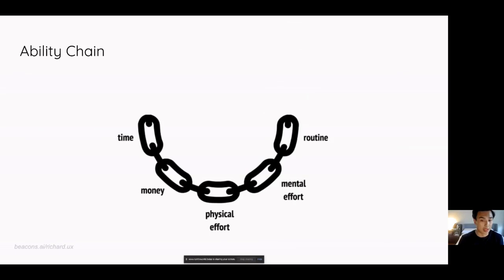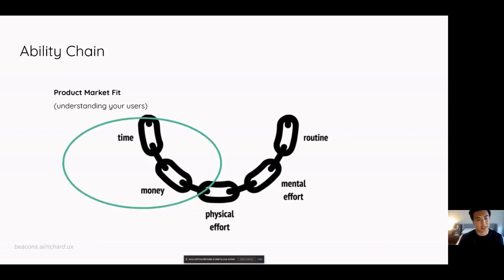So let's talk about ability. In the Fogg behavior model, he talks about something called the ability chain, composed of 5 components. The first component is time and money. This is essentially related to product market fit and how well you understand your users. For example, if you're a luxury brand, your target audience might have more money but less time, versus a mass appeal consumer brand, where they might have more time and less money. Those are really big factors in the ability to complete a task.